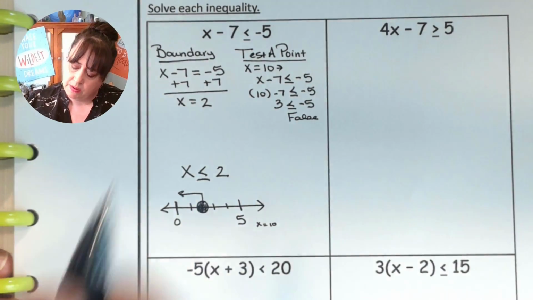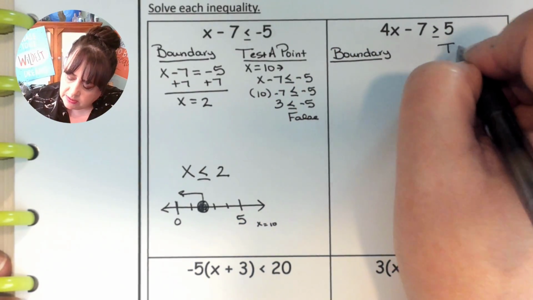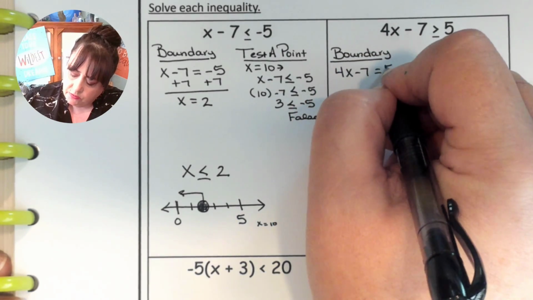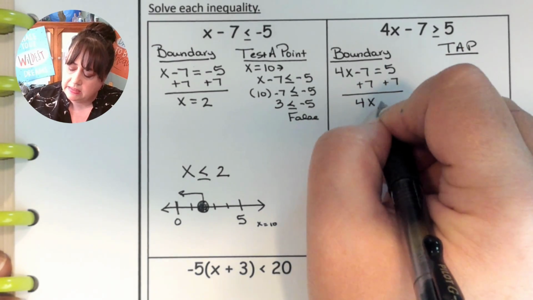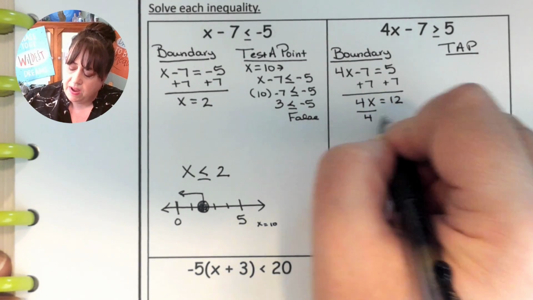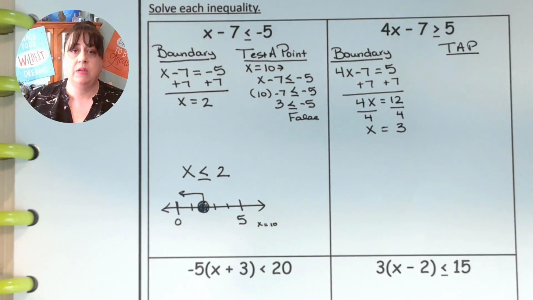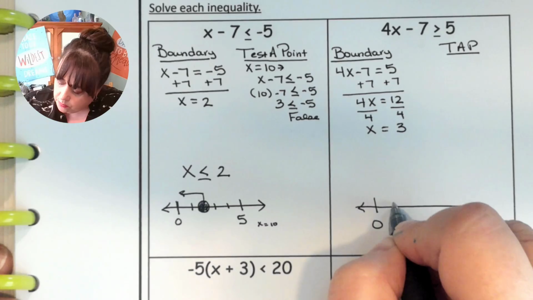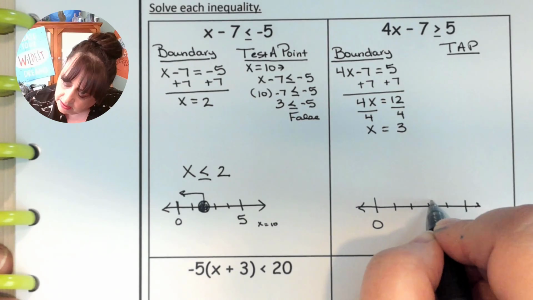Now let's look at this one. Again, let's look at our boundary, and after we've done our boundary, we are going to test a point. So 4x minus 7 is equal to 5. We add 7 to both sides, and we get that 4x is equal to 12. We divide both sides by 4, and we get x is equal to 3. If we are still struggling with solving equations, these problems are going to be difficult. Now we draw our number line: 0, 1, 2, 3, 4, 5. And at 3, 1, 2, 3.